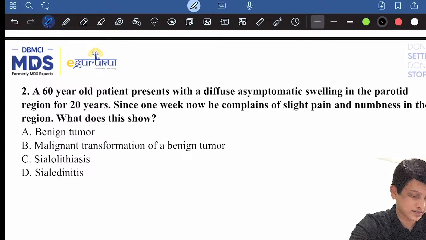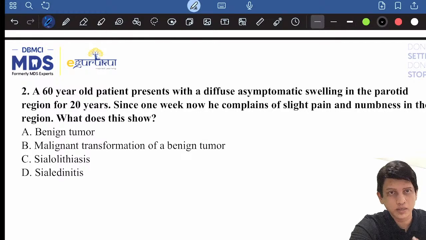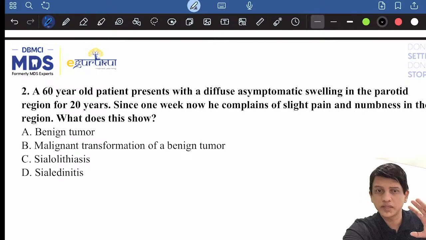The answer is very good. All are right. Excellent. So the answer is B. Since it has been there for 20 years and was asymptomatic for the last 20 years, it was a benign swelling, maybe a benign pleomorphic adenoma. Even a benign one, if it lasts for a very long time, may transform into malignancy because of chronic irritation.